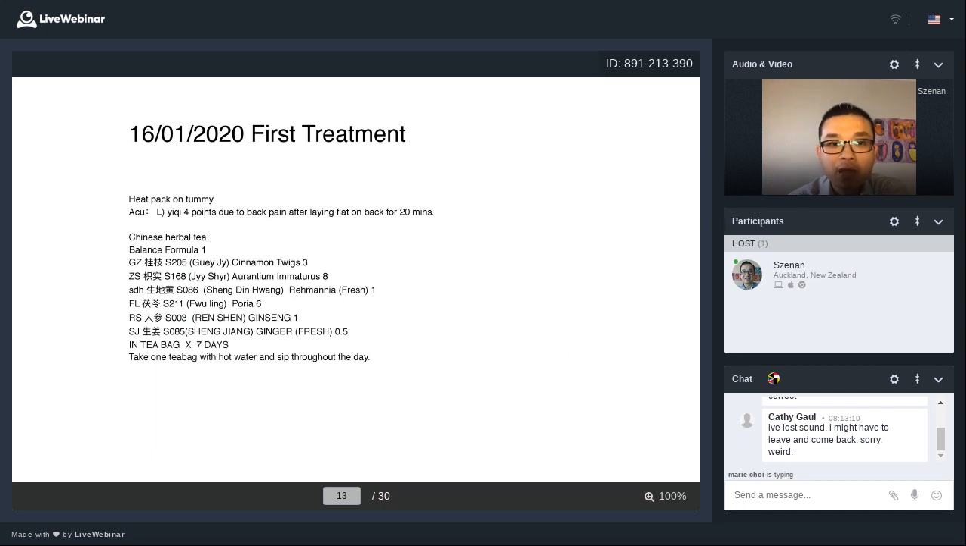Okay, I put a heat pack on the tummy, on the belly button, a huge heat pack on top. I do another acupuncture point, GB 4, due to back pain after lying flat on her back for 20 minutes. She didn't actually mention that she had a lot of back pain, but after lying flat for 20 minutes, she could barely get out of the bed. That's why I added GB 4 just for her back.